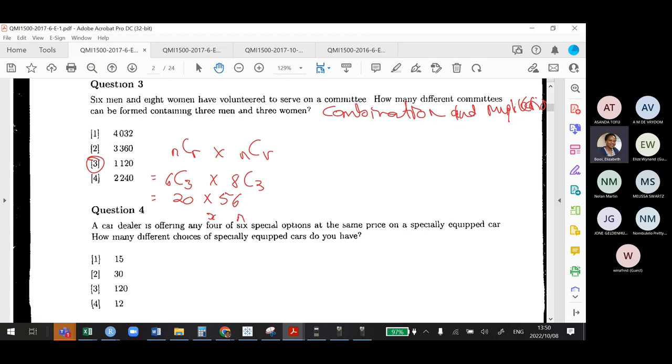Is this a combination or a permutation? Because they are not telling you what, they're not giving you an order. So this will be a combination question. So you can just use nCr and see what is the answer. n is 6 and r will be 4. And the answer is? 15.